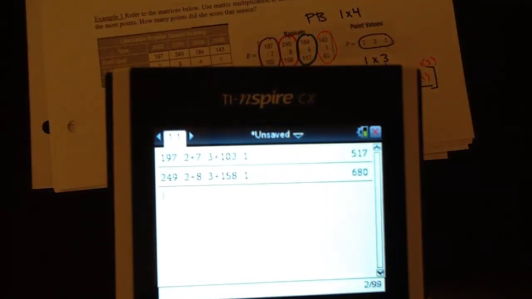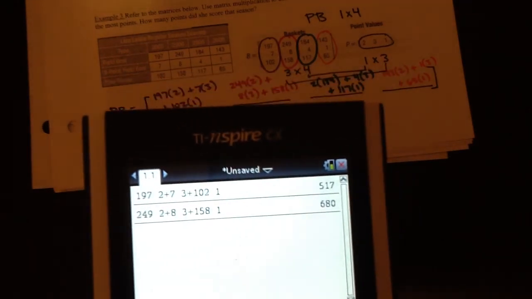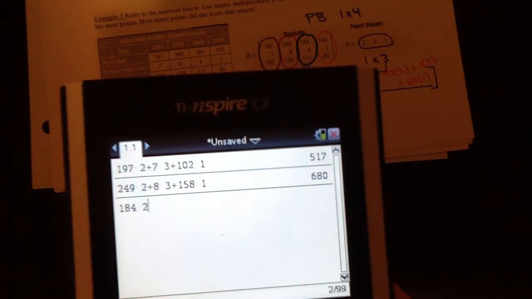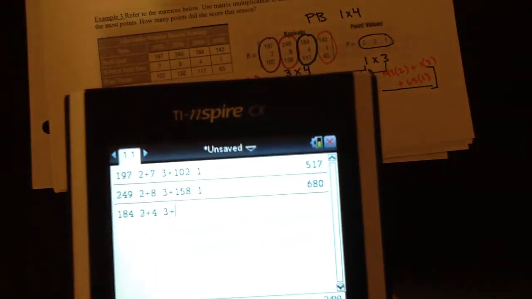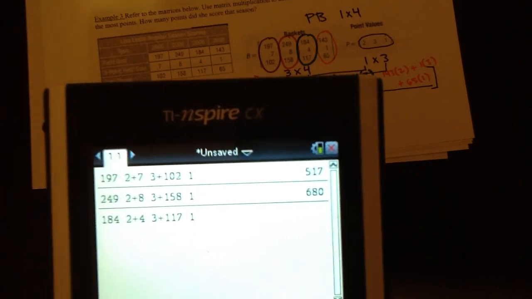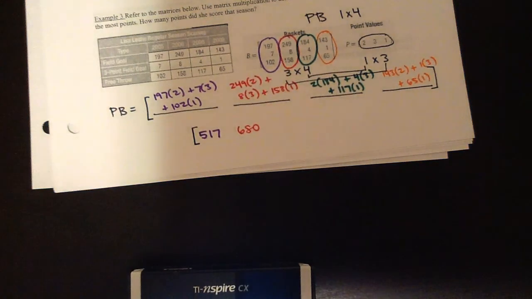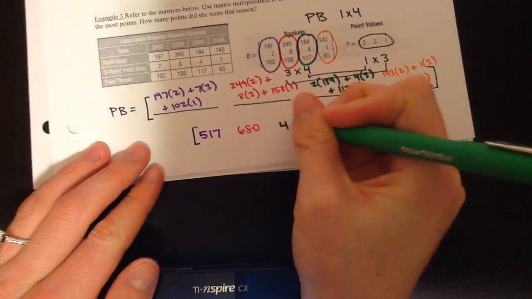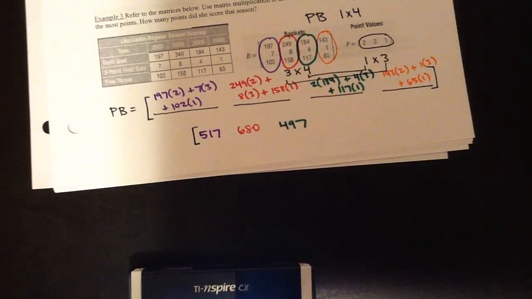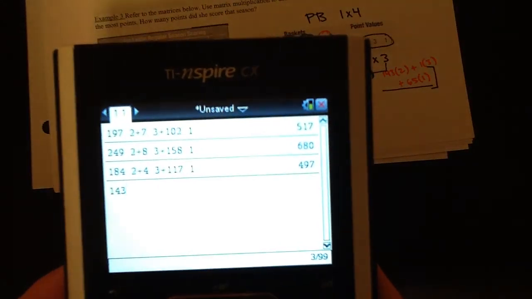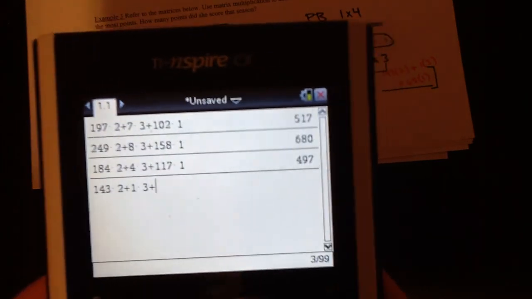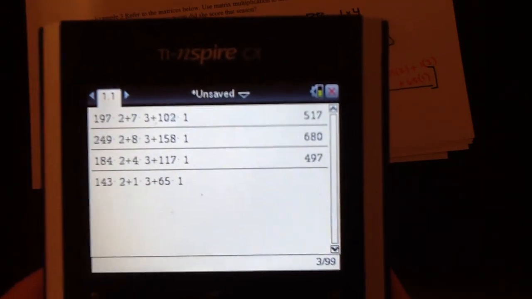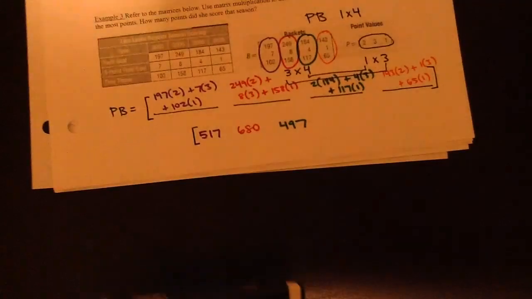Next, let's get it so we can see that. There we go. Okay, so I have 184 times 2 plus 4 times 3 plus 117 times 1. 497. That's for 2008. Okay, and the last one: 143 times 2 plus 1 times 3 plus 65 times 1. 354. She's slipping a little bit.